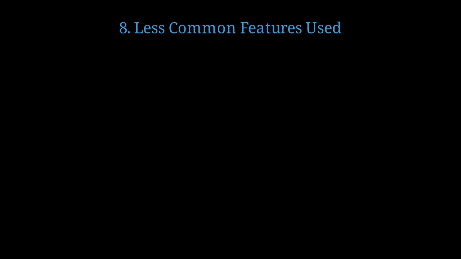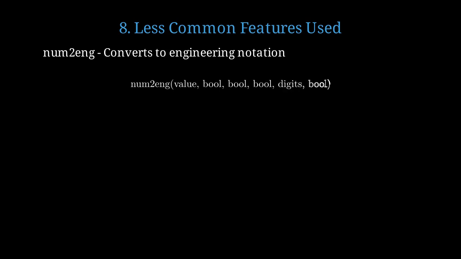Finally, let's look at specialized functions used in this code. num2eng is a custom function that formats numbers in engineering notation with SI prefixes. It takes multiple Boolean flags to control formatting, like showing units or using prefixes. Important: num2eng is not built into MATLAB. It's a custom function that must be in your path.